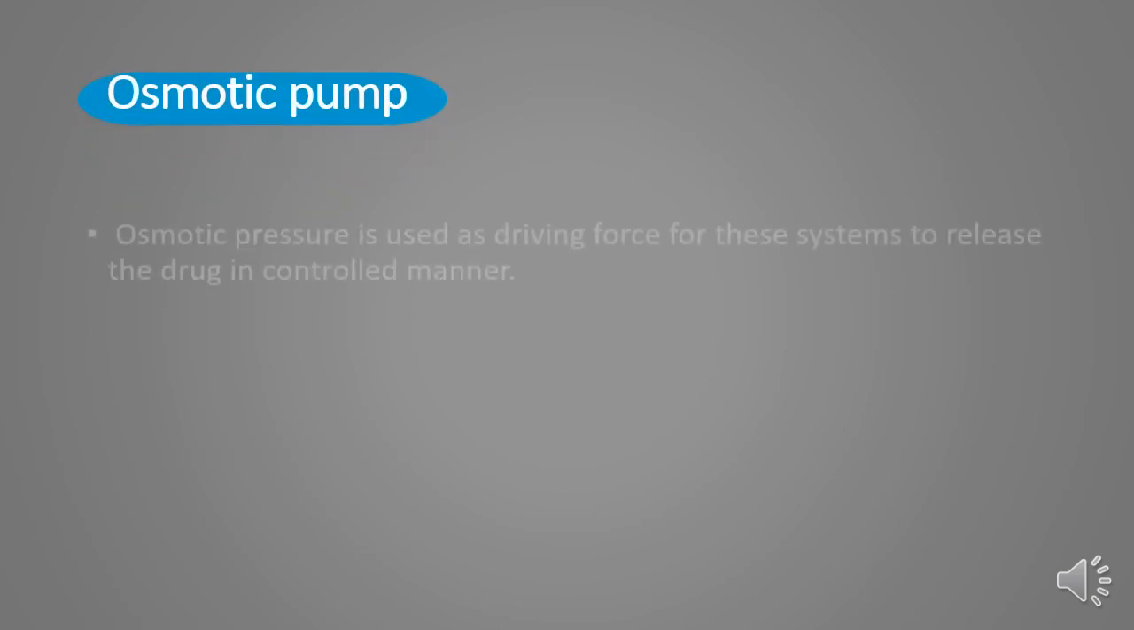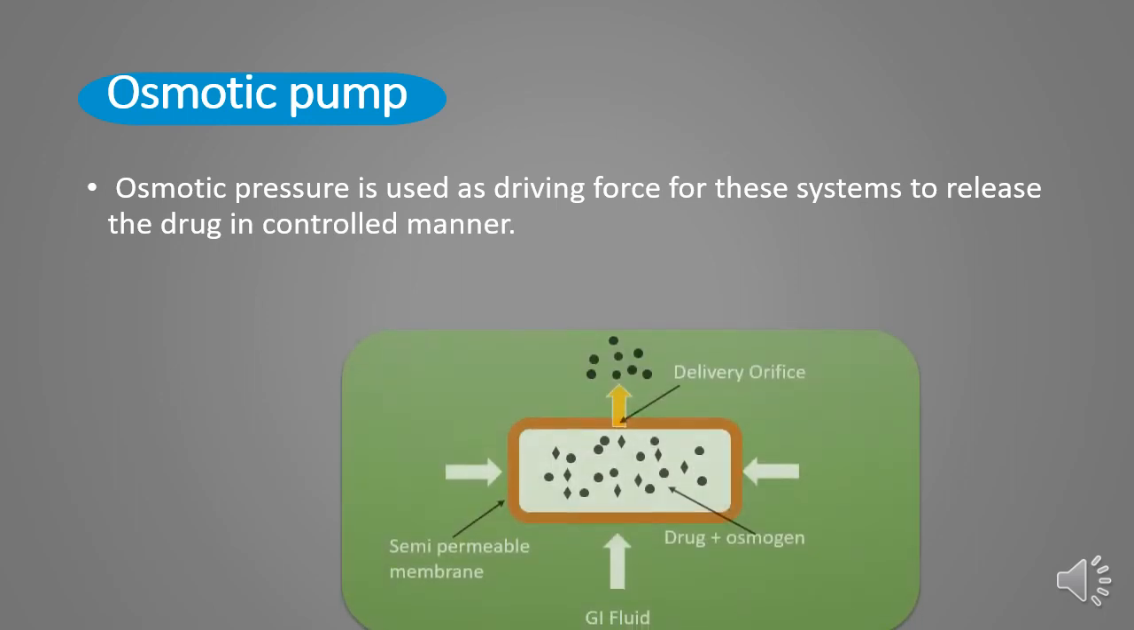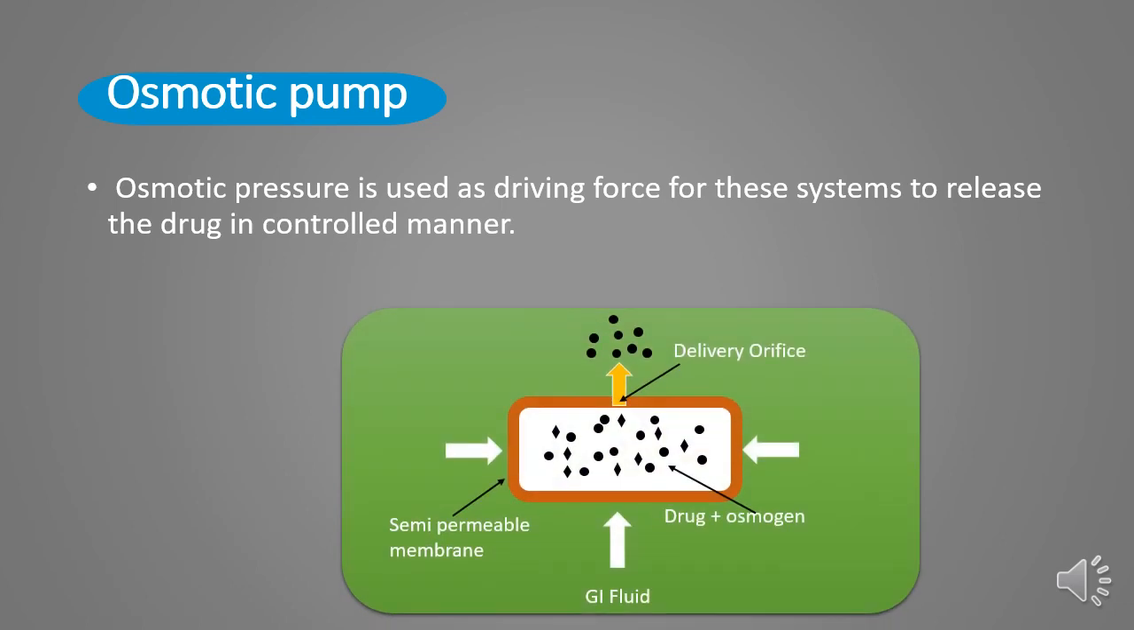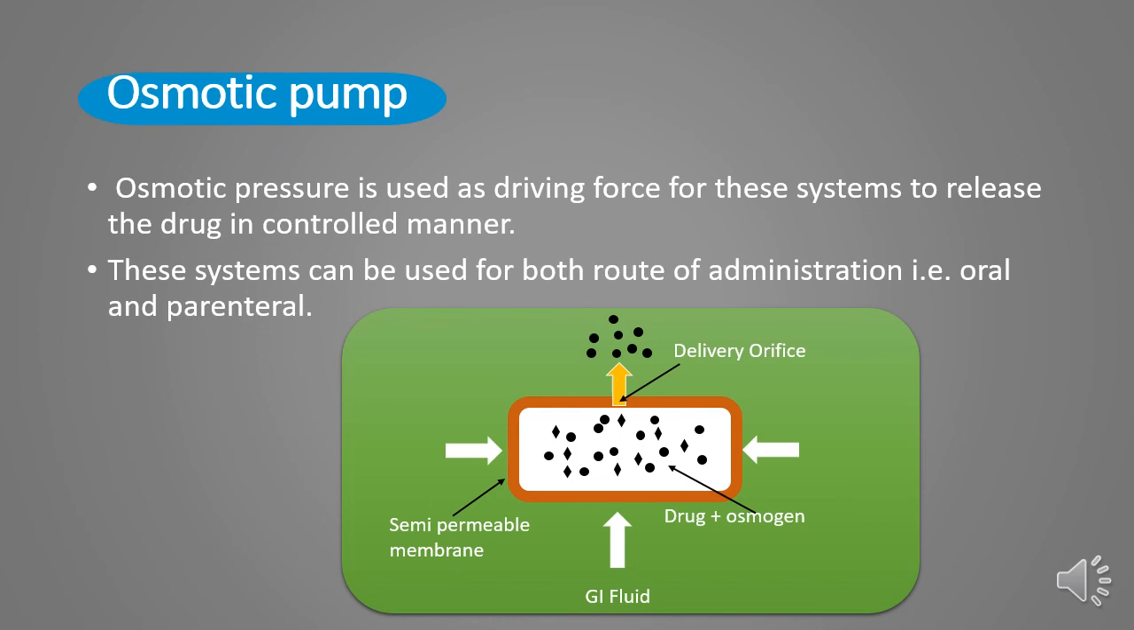Osmotic pump. Osmotic pressure is used as a driving force in this system to release the drug in a controlled manner at the site of action. The drug is encapsulated here in a semi-permeable membrane along with an osmogen, and it will be released at the site of action under controlled conditions. These systems can be used for both oral and parenteral administration.